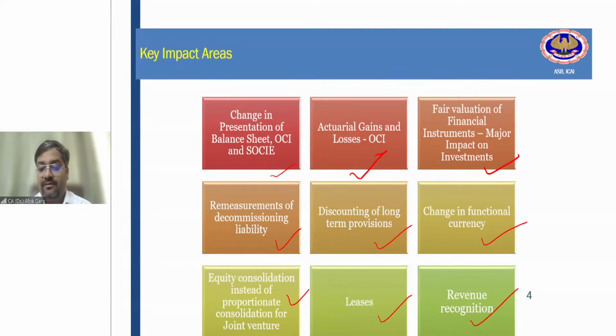Revenue recognition, again the 5-step model. The revenue recognition is a bit lengthy. The revenue recognition is substance based rather than form based, right? So the revenue recognition is very different from what we were doing under IGAAP.